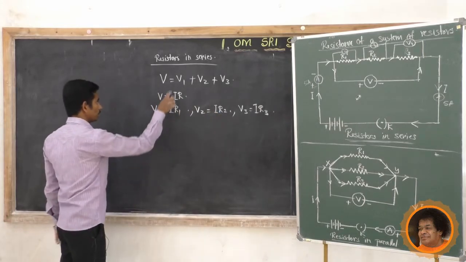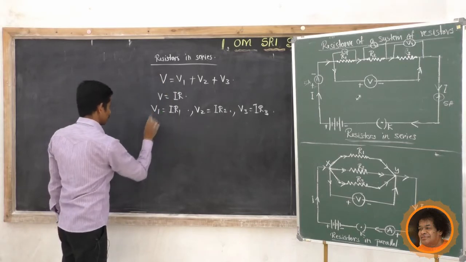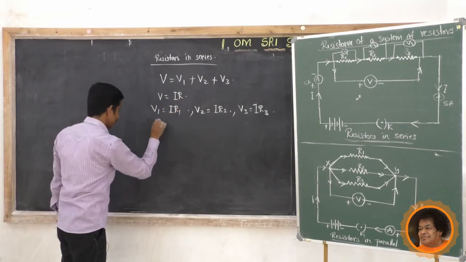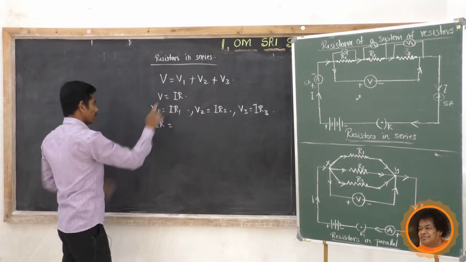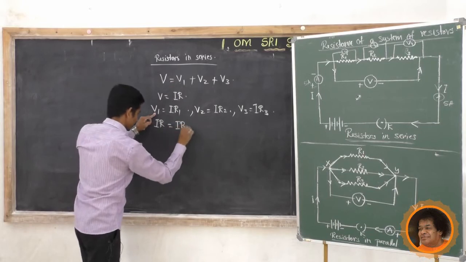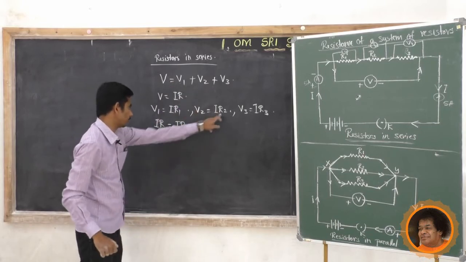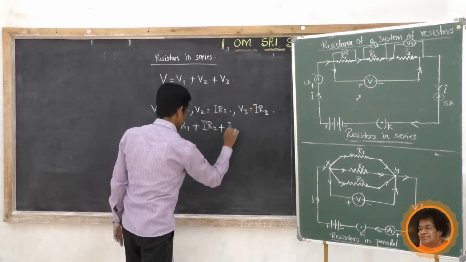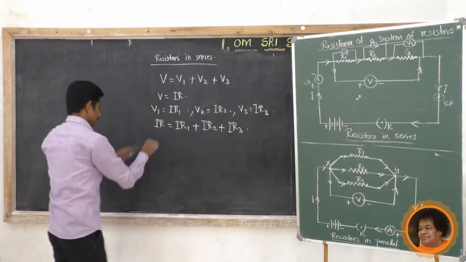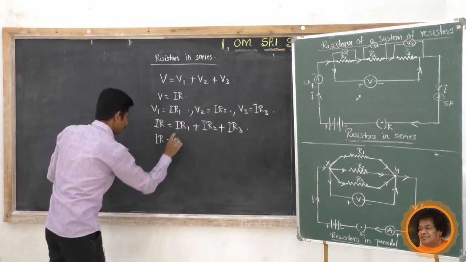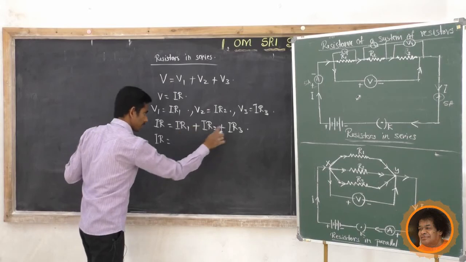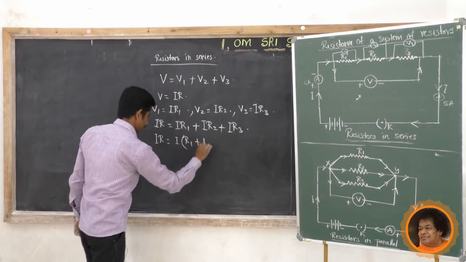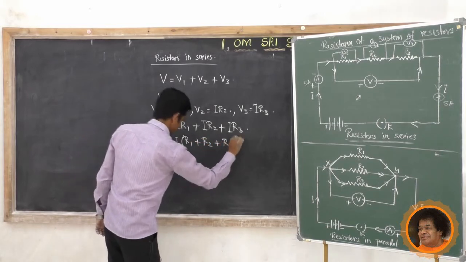Now substitute the values. Instead of V, write IR. So IR equals V1 plus V2 plus V3, which is IR1 plus IR2 plus IR3. I is common, so taking it common, we get I times R1 plus R2 plus R3.